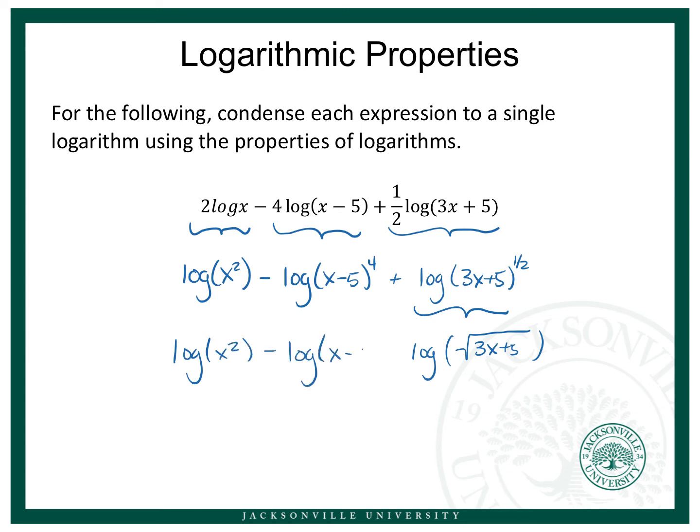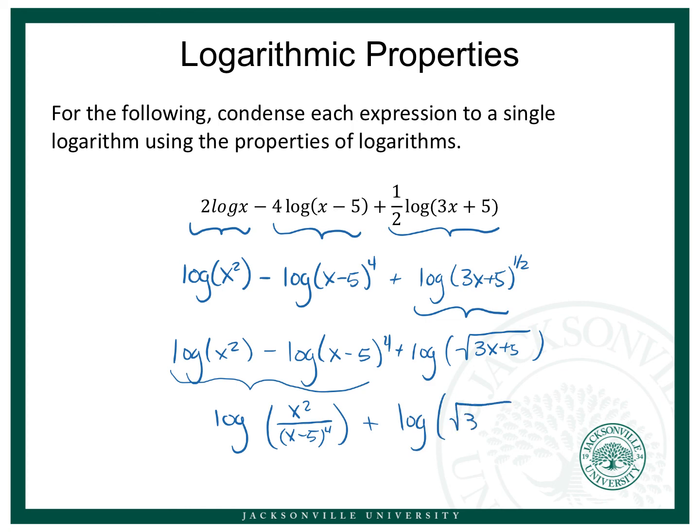And then let's see if we can condense this even further. So here, I hope that you can see that we've got subtraction here. So that means that I can apply the quotient rule. So that means that that is the same thing as the log of x squared divided by x minus 5 to the 4th power plus the log of the square root of 3x plus 5.